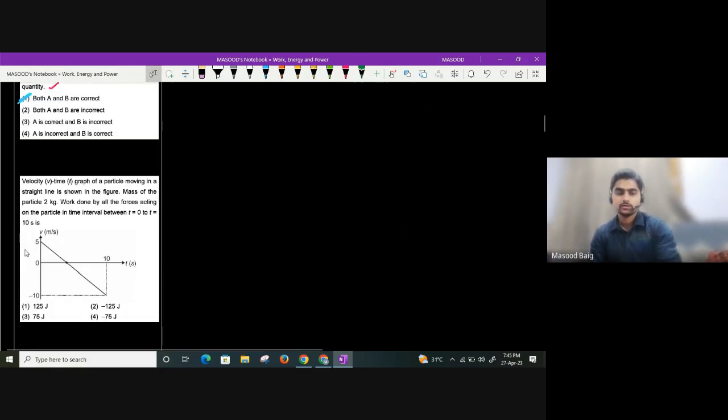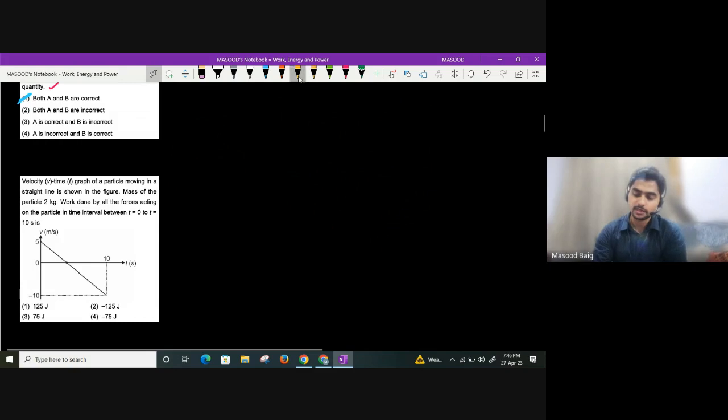Next. What is given to us, guys? Velocity versus time graph is given. Moving in a straight line. The mass of the particle is 2 kg. Work done by all forces acting on the particle in time interval 0 to 10 seconds, they are asking. Okay, now you see, we know the work energy theorem. We can solve the question easily by using the work energy theorem. What is work done by all forces, beta? Work done by all forces will be the change in kinetic energy of the system. Change will always be final minus initial.